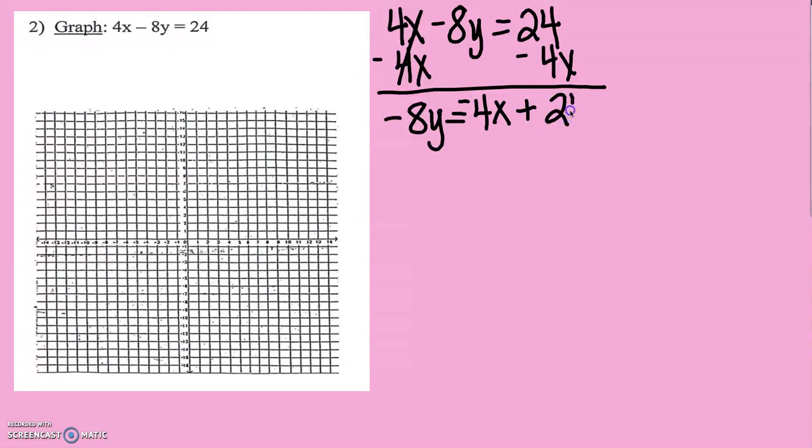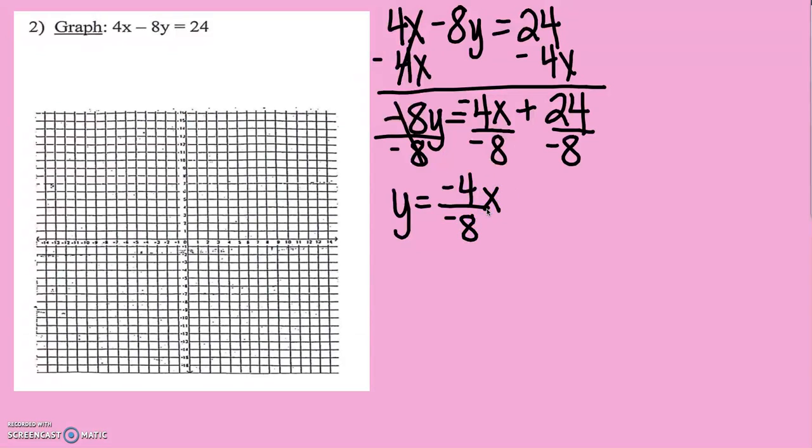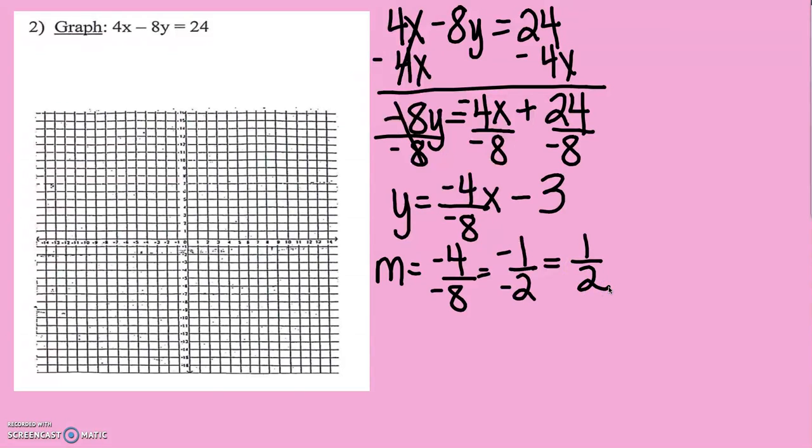Need to slow down here. Then I'm going to divide each term by negative 8. Okay, so I'm going to get y equals, I have a negative 4 divided by negative 8x. Positive 24 divided by negative 8 gives me negative 3. Now, my slope is negative 4 over negative 8. That can be reduced to negative 1 over negative 2. Now, using our knowledge of integers, we know that two negatives make a positive. So my slope here is 1/2, and my y-intercept b is negative 3.